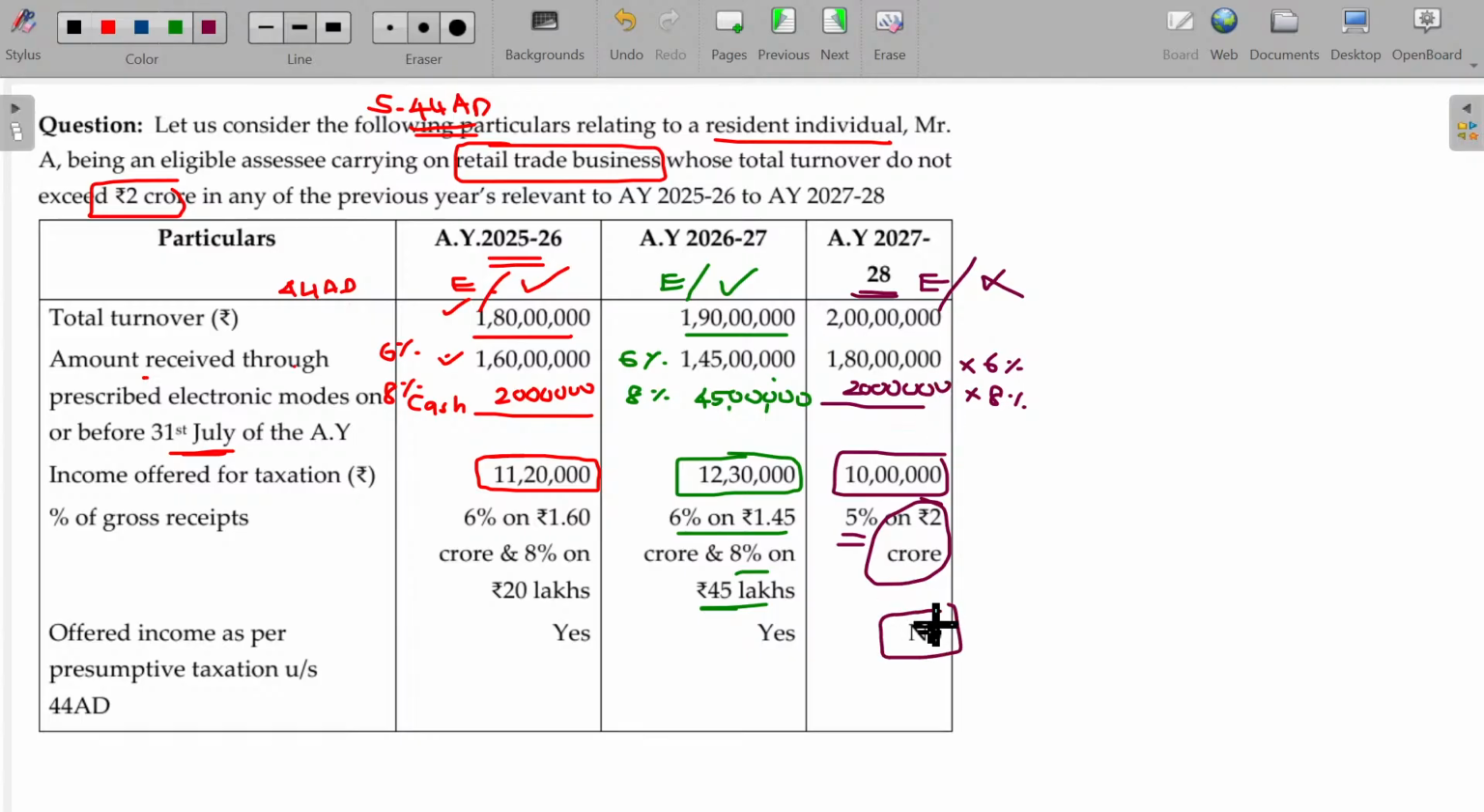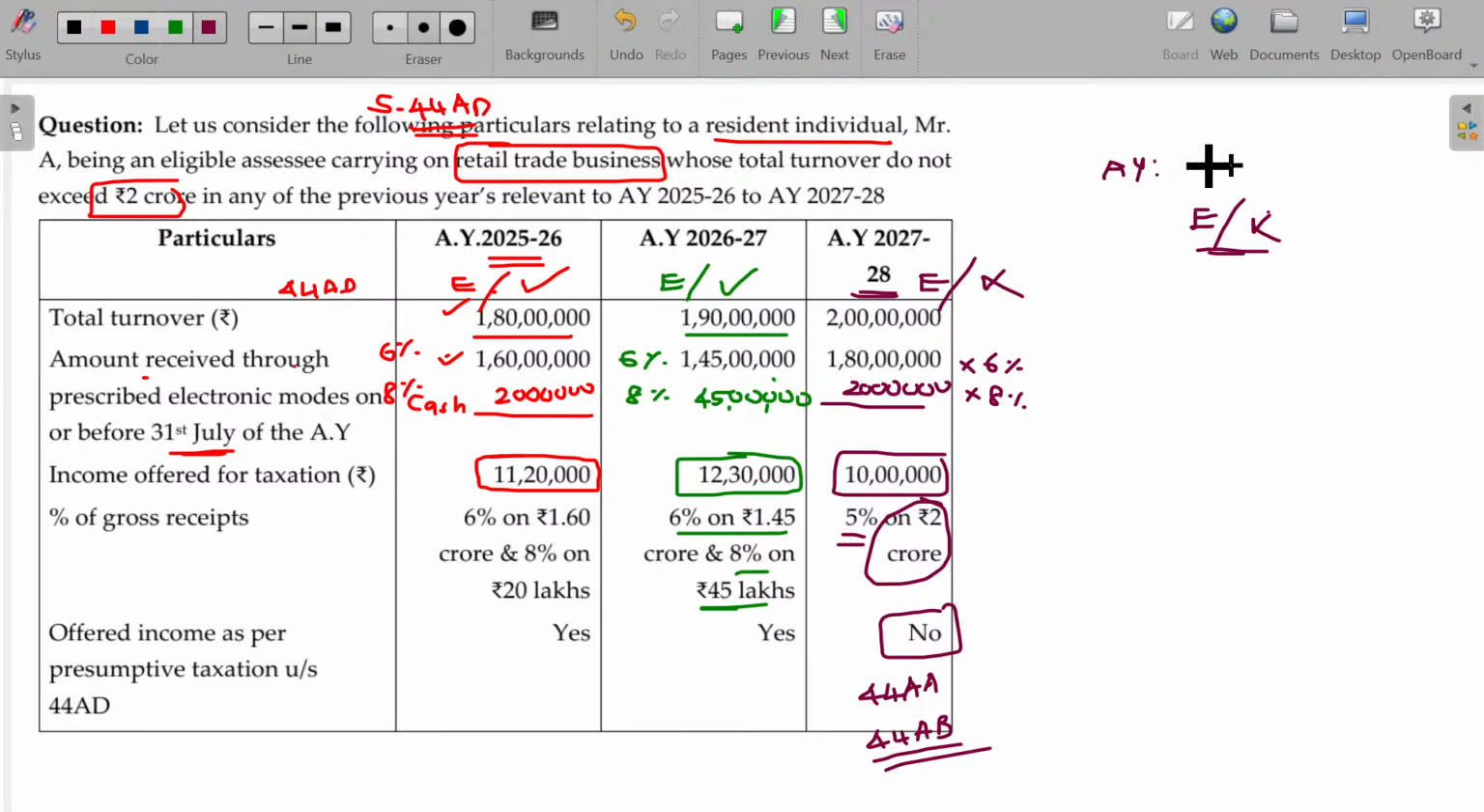44AD not opted means he might have followed which method? Maintaining the books of accounts as per the requirement specified under section 44AA, and his books of accounts getting audited under section 44AB. Clear? 44AB. Clear? So in the year 27-28, he is eligible but has not opted.